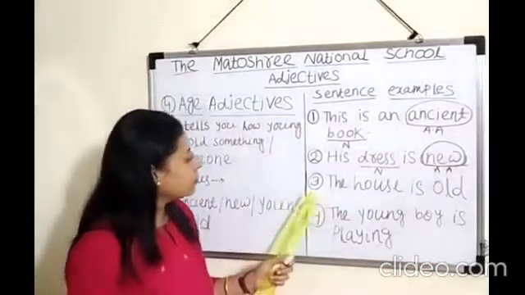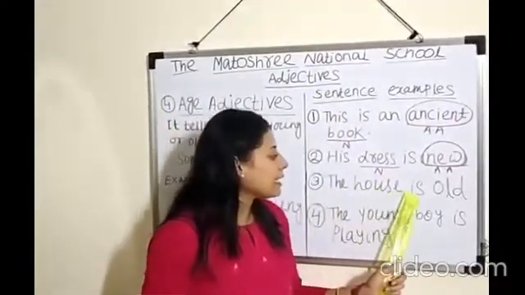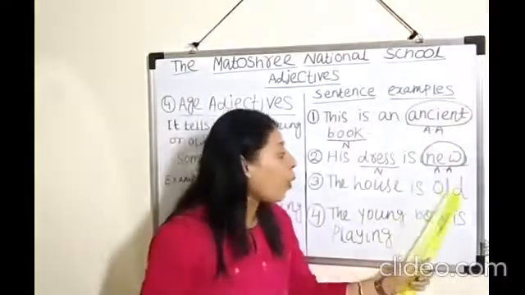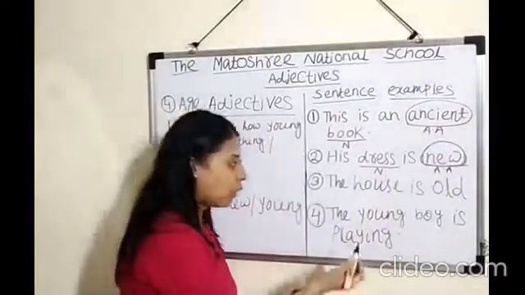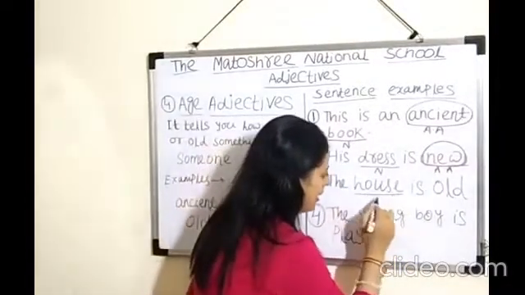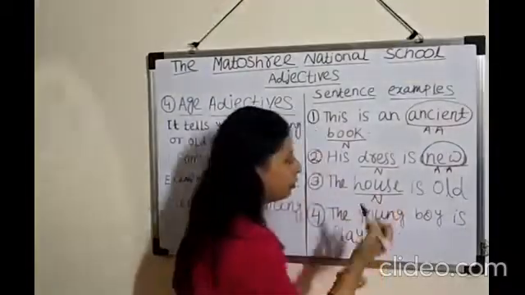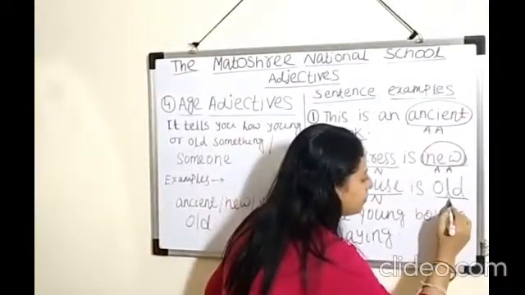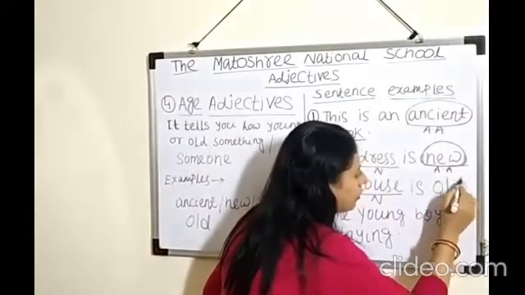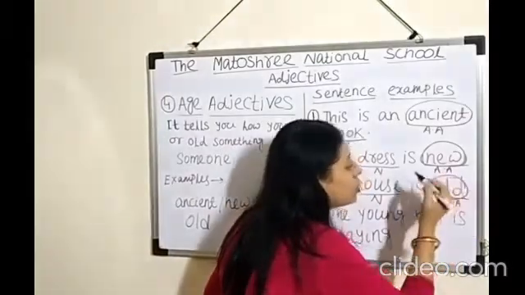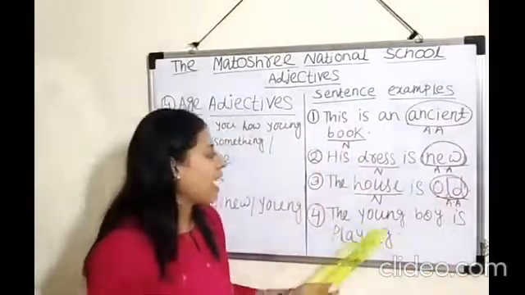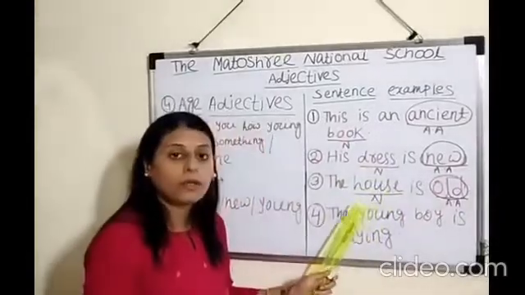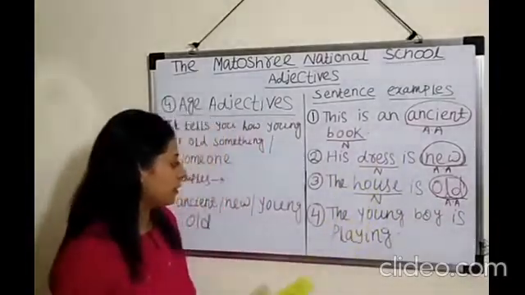Now third is the house is old. Here house is the noun. Old is an age adjective. So old shows or describes the noun house.